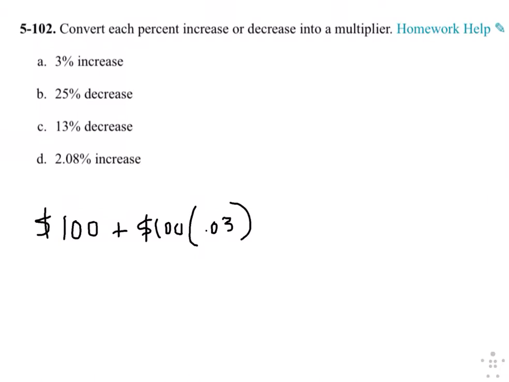But if you look at this, this is the whole amount, 1, and this is 0.03 times 1. So this is really $100 times 1.03, because this is $100 times this imaginary 1, and kind of reverse of the distributive property, we could factor out the 100 and we'd get 1.03 there. So that's what we have to remember when we do all these problems.